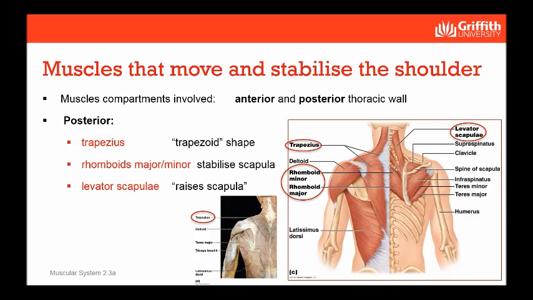The levator scapulae, as its name suggests, elevates or raises the scapula. It originates on the transverse processes of C1 to C4 and inserts on the medial border of the scapula, thus elevating the scapula in synergy with the superior fibers of trapezius.